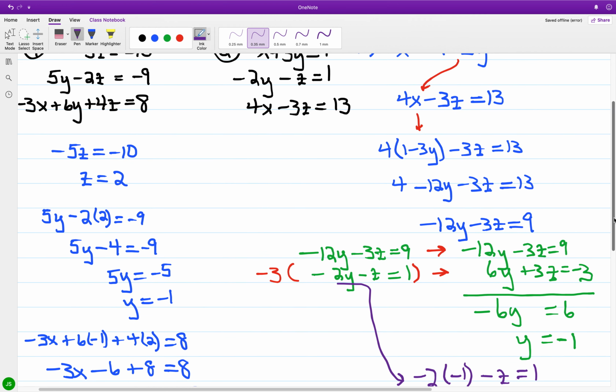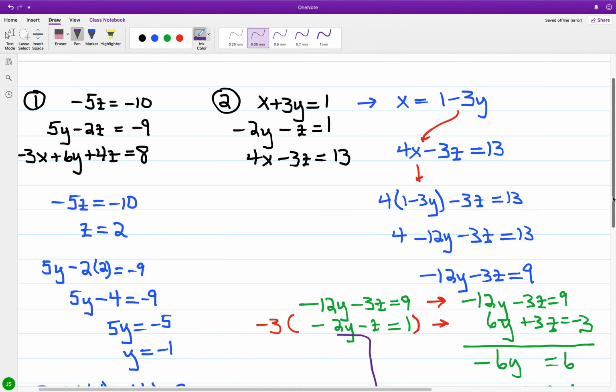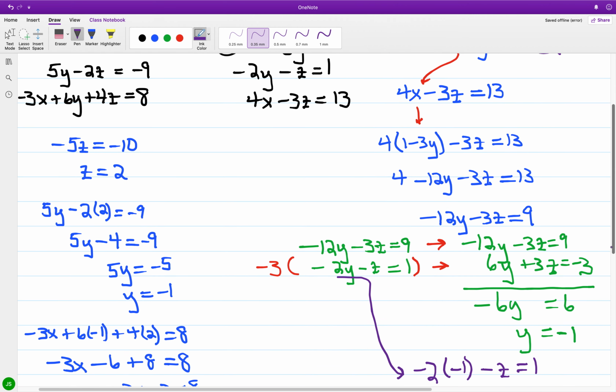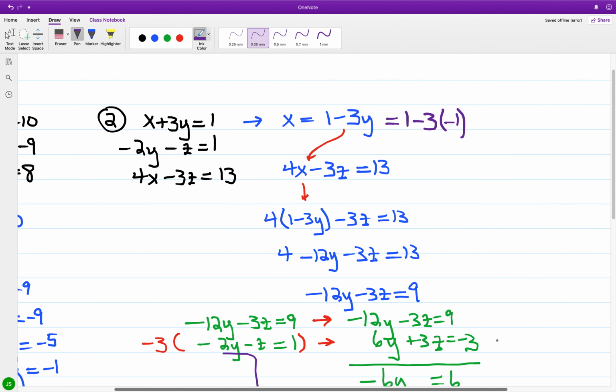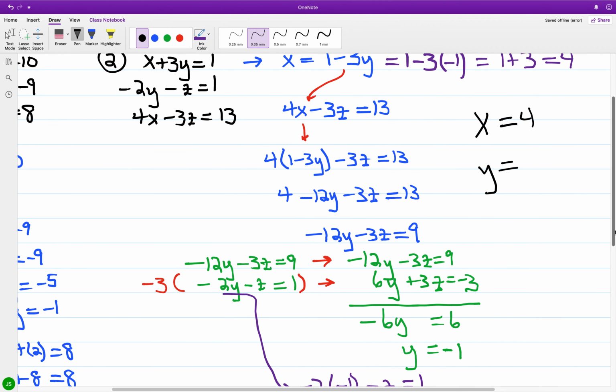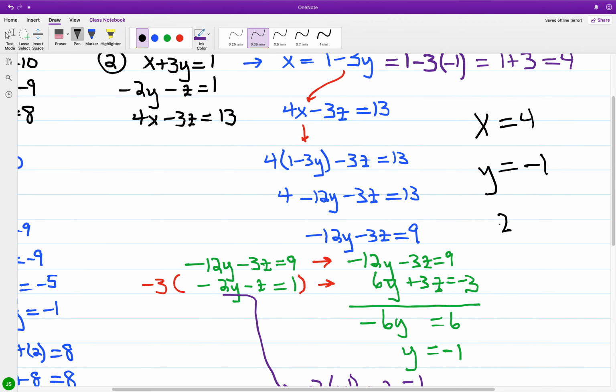Going back to what we had for x, we have x is equal to 1 minus 3y. So we have x equal to 1 minus 3 times y, and again, y is at negative 1. Negative 3 times negative 1 is going to be a positive 3. So we have x equal to 1 plus 3, which is 4. So for this particular trio, x is equal to 4, y is equal to negative 1, and z is equal to positive 1.